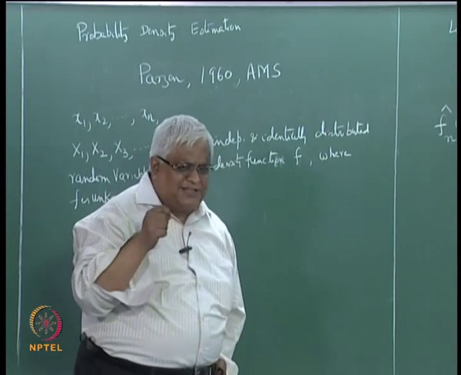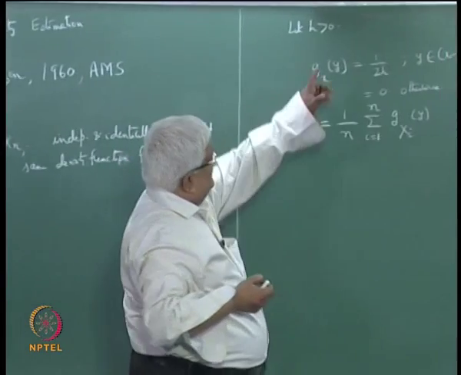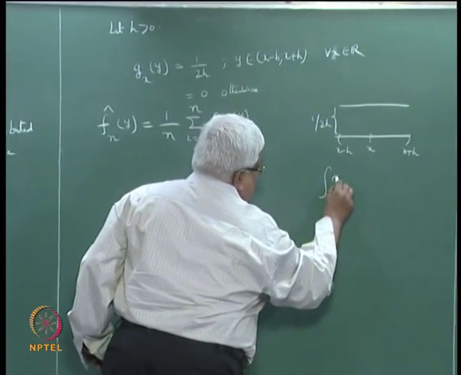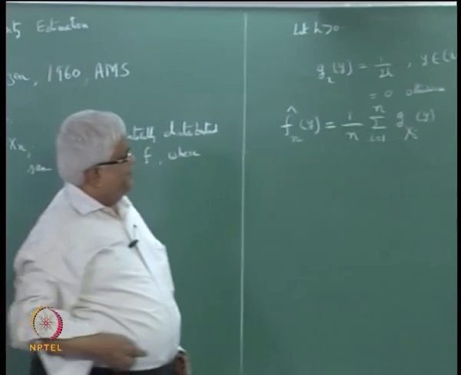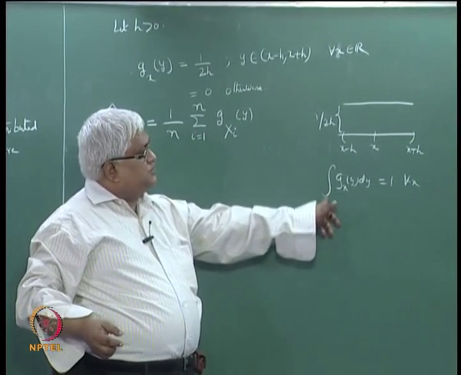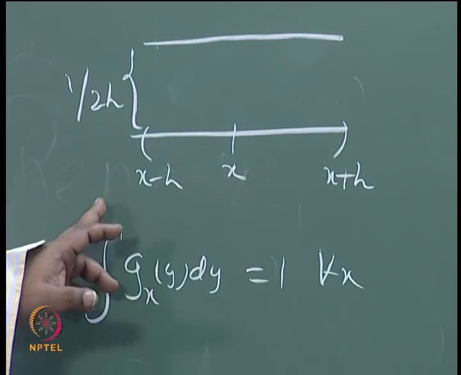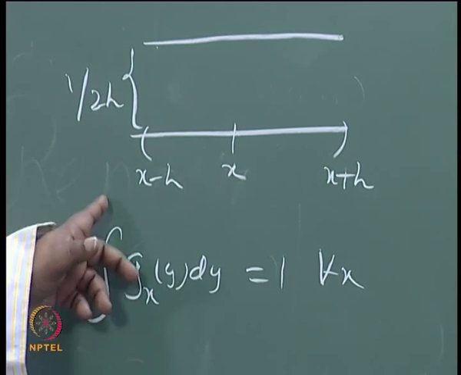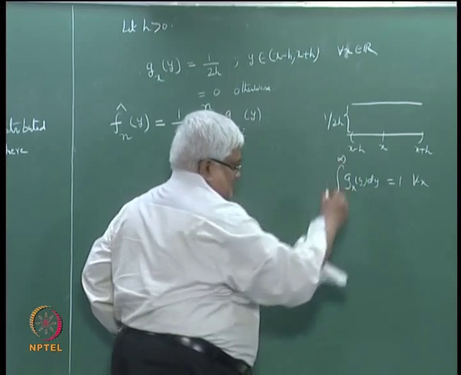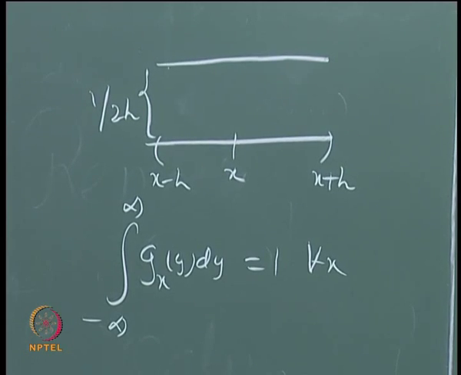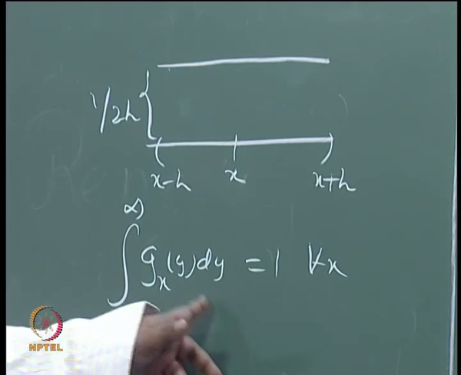Let me first explain some of the mathematical properties. Now I will explain intuitively what is happening here. After that, note that the integral over g of x is equal to 1 for all x, because in the interval x minus 2h to x plus 2h the value is 1. You can divide the whole range into three parts: minus infinity to x minus 2h, x minus 2h to x plus 2h, and x plus 2h to infinity. The middle portion has integral value 1, and in the other portions the function takes the value 0, so totally it is 1, and for all x this is true.